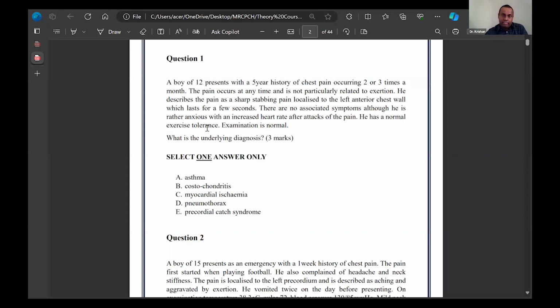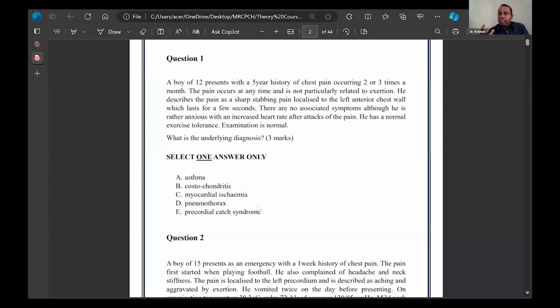Costochondritis. Now, costochondritis is fairly a benign condition, right? Where there is an inflammation in the costochondral cartilage area. So their examination could be otherwise normal, except they might have some localized tenderness, right? Here, there is no tenderness mentioned. Therefore, it's unlikely that it is costochondritis. Also, it's very unlikely for costochondritis to go on for 5 years, right? So that inflammation will occur, and then it settles. Right? So that's unlikely. Myocardial ischemia is again unlikely.